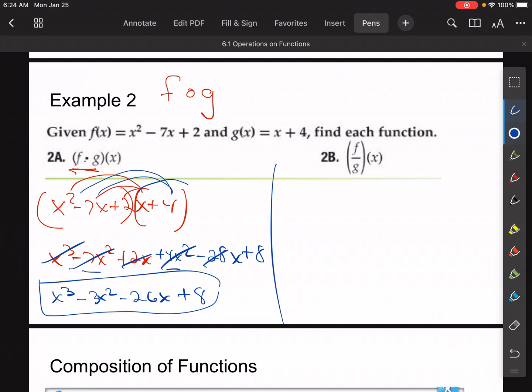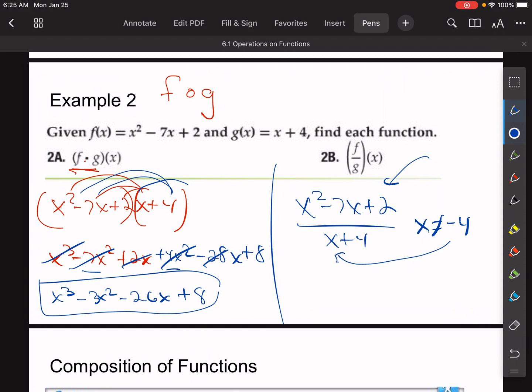For 2b, I'm going to take the f function, x squared minus 7x plus 2, and divide it by the g function, x plus 4. For this one, technically I could try to factor this, but it doesn't factor very nicely, so I'm going to say that it's prime. Since there's no common factor between the two, I can leave it just like this, but then I have to say that x cannot equal negative 4, because if I plug negative 4 in here, it makes the denominator go to 0. That has to be included in your answer for full credit.